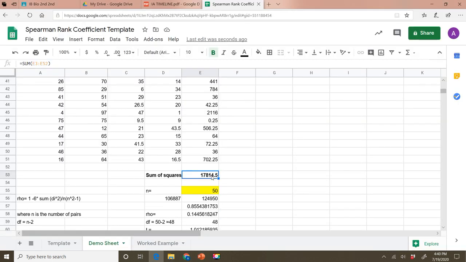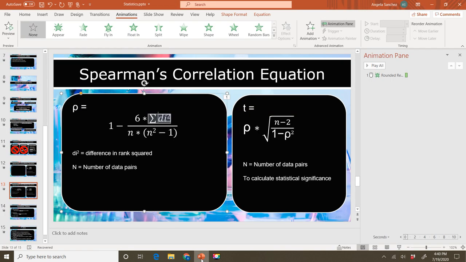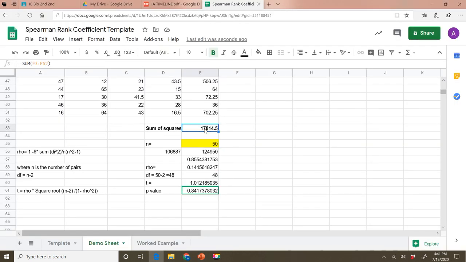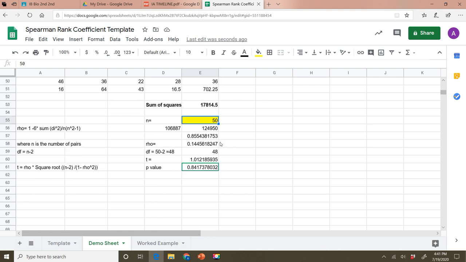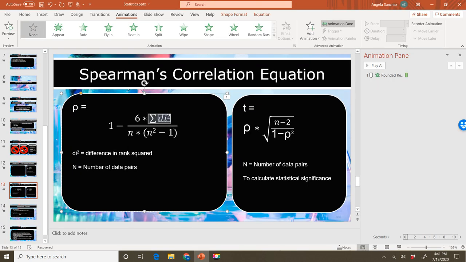Which I have here. And I know that to calculate rho, once I have this, I can pretty much fill out my equation, because I have my di squared, I have my sum of squares, and I have my number of data points. So to go back over to my template here, I have my sum of squares, and I have a place to input my number of pairs, which in this case is 50. And then I have a calculation for the numerator, which is just 6 times the sum of squares.